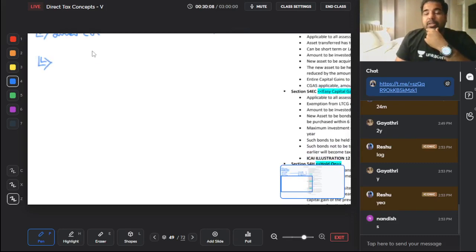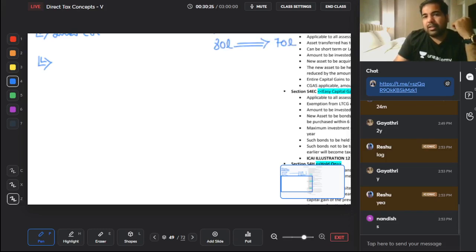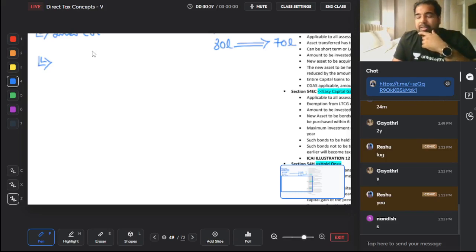Guys, sometimes it's not possible for you to sell a house and make a gain of 80 lakh and buy a house again for 80 lakhs or more only. What if you like a house which is for 70 lakhs? You have 80 lakhs of gain which you want to exempt, but the new house that you like is only worth 70 lakh. Then I don't want to pay tax on the balance 10 lakh. So what to do? The government says, don't worry, we'll make your capital gains easy.